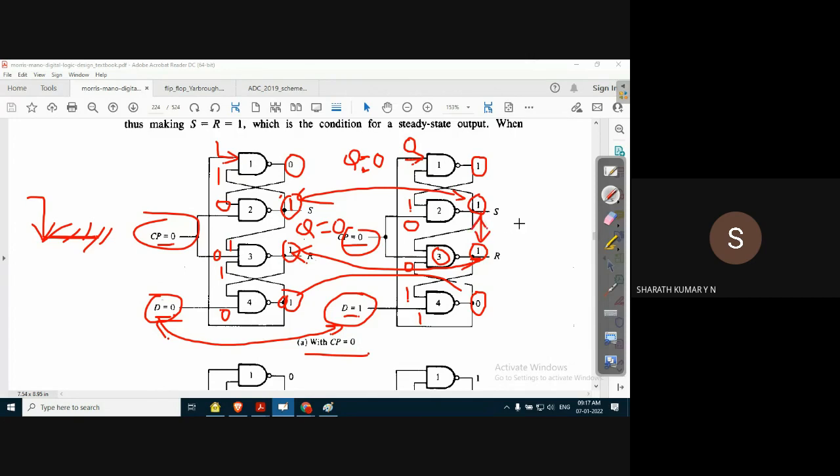Which will make sure that Q does not change. Of course, Q is actually 0, still 0. Why? Because initially it was 0, it is still 0. Generally, we can say that there is no change in the output when the level of the clock pulse is applied.